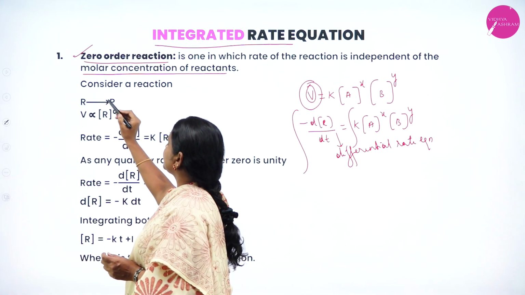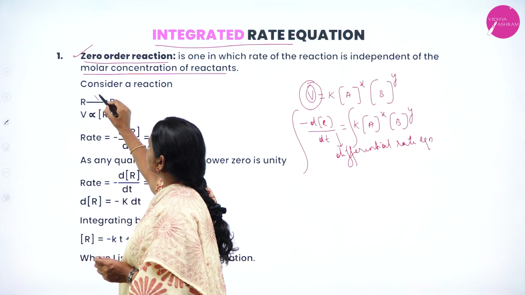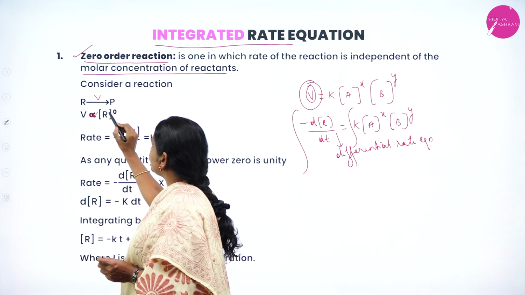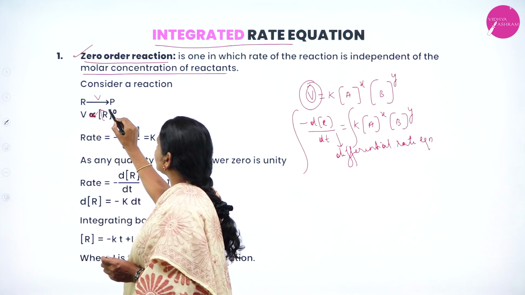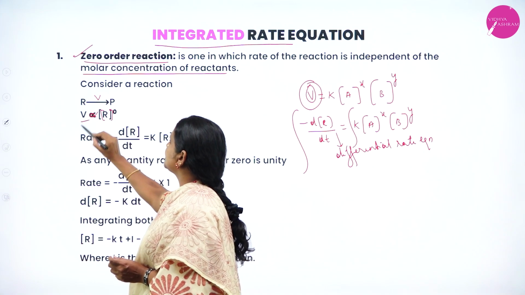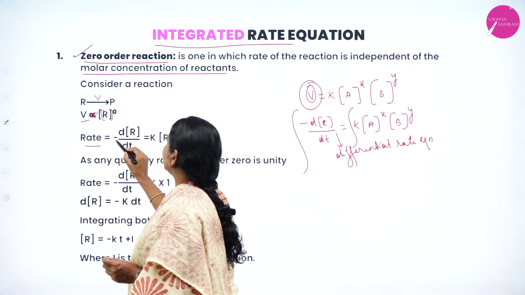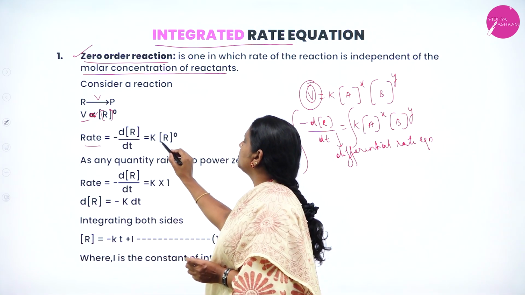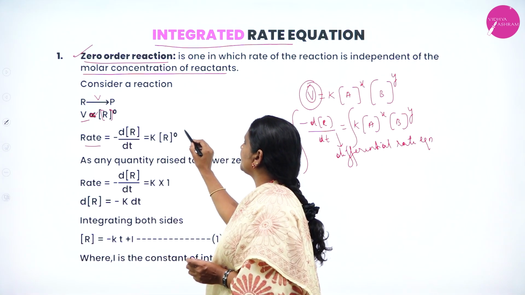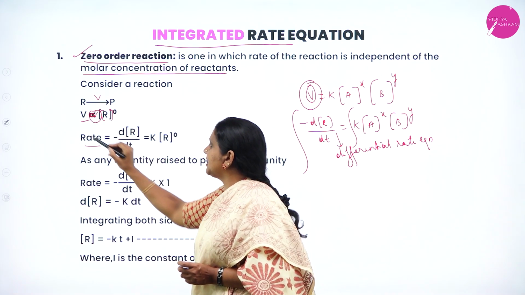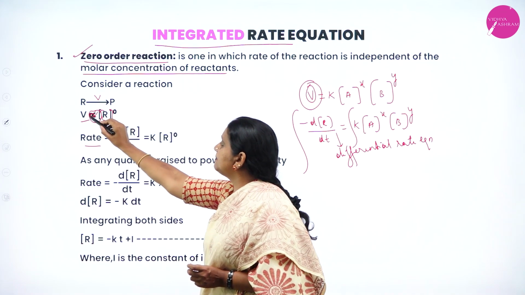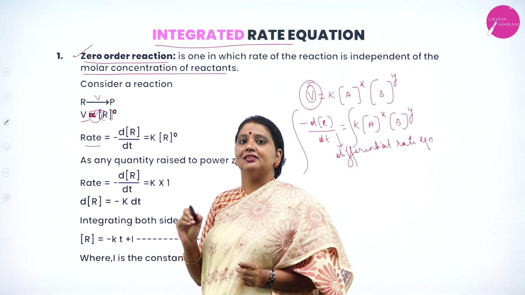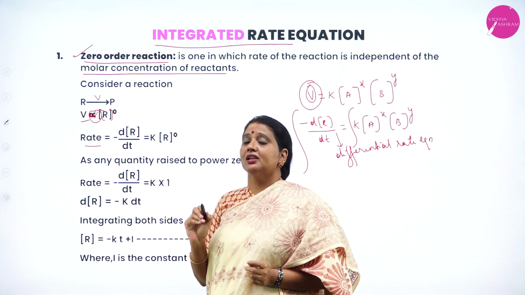Let us consider a zero order reaction of the type R gives rise to P, which takes place with velocity V. V is directly proportional to zero power of the molar concentration of the reactant. V is equal to rate, which can be written as minus dR by dt, is equal to K into molar concentration of R to the power of 0. When I remove the proportionality sign, in place of V, you put minus dR by dt, that is decrease in the concentration of reactant.